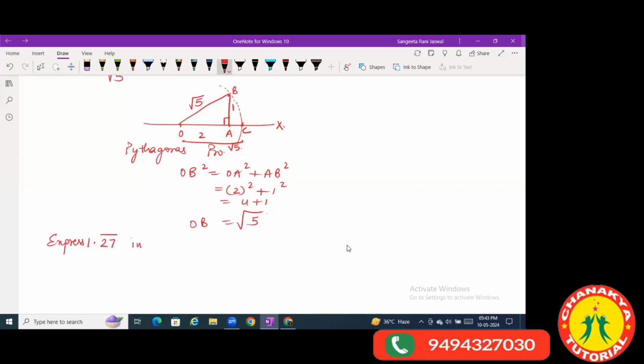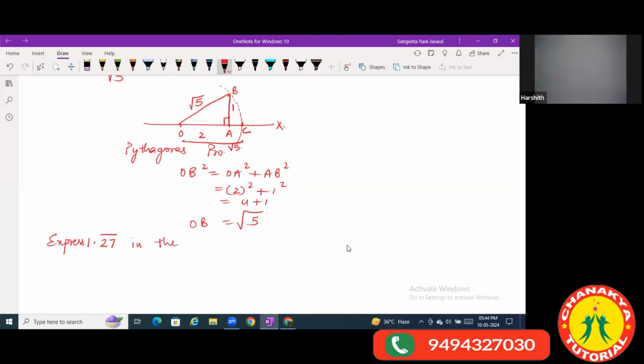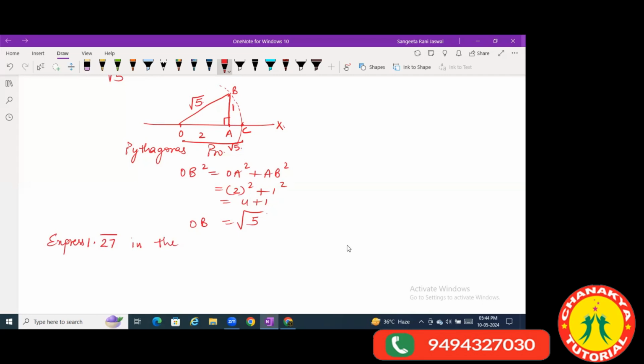Are you giving these questions from NCERT? Yes, this is from NCERT. You want it from some other book? No, ma'am, we are just revising the concept. We'll take from other books also.